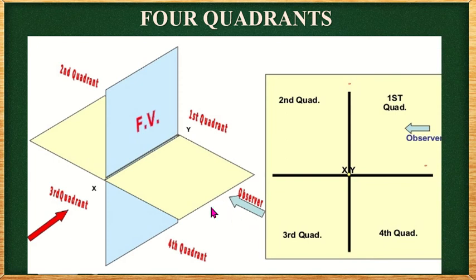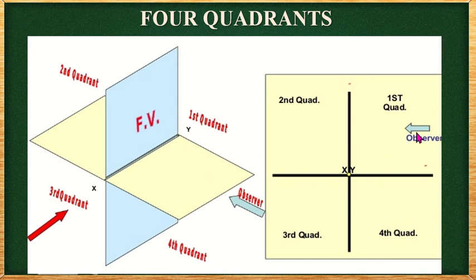From the observer, that is, we are observing the object from the front, from this side, and we are placing the object in different quadrants: first quadrant, second quadrant, third quadrant, or fourth quadrant. Based upon the quadrants, we have different projections, and we can draw the projection on a piece of paper or in a book, depending upon the position or placement of the object in the quadrants.